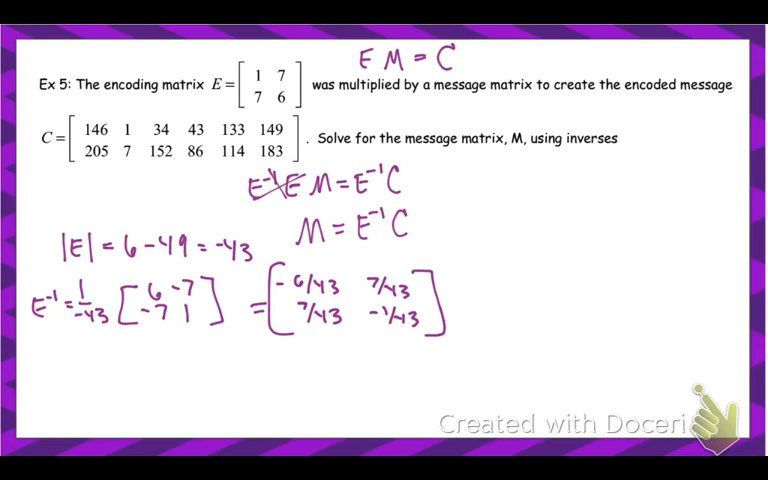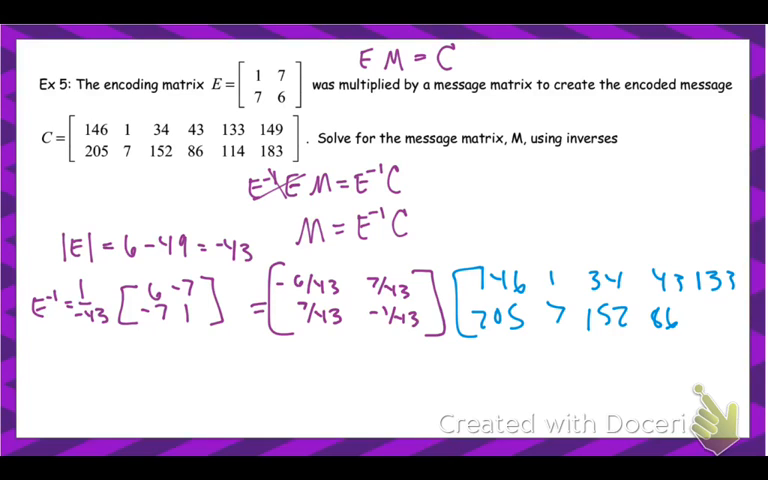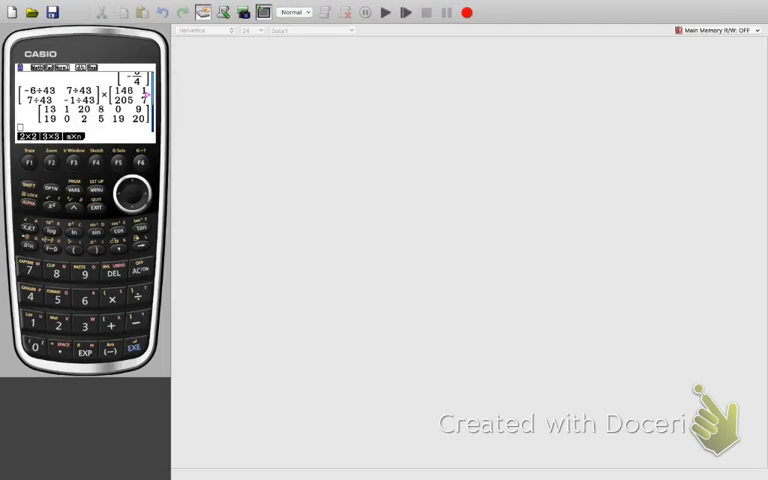So then what I would do to solve this is E inverse times C. I'm going to take that inverse and multiply it by the C that I was given. I'm going to use a calculator for this just because it's going to take a bit too long with some of these fractions to find those values. But go ahead and plug this into a calculator and see what you get as a result.